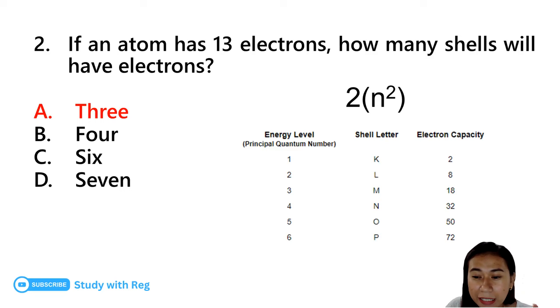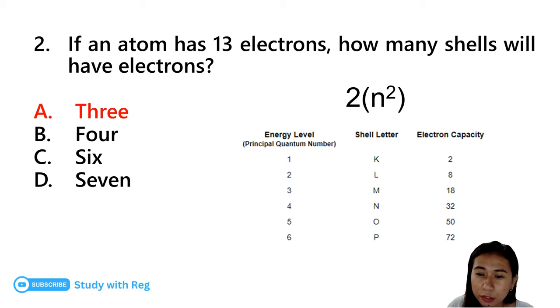So, energy level 1, use the formula. So, ilan yung electron capacity niya? So, 1 times 1 times 2, that's 2. So, ibig sabihin, hanggang dalawang electrons lang ang kaya niyang i-carry. Then, energy level 2, principal quantum number 2. So, 2 times 2, that's 4 times 2, that's 8. So, electron shell 2 is 8 yung electron capacity niya. Then energy level 3 is 3 times 3, that's 9 times 2, that's 18. Okay? 4 naman, 4 times 4, that's 16 times 2, that's 32, right?